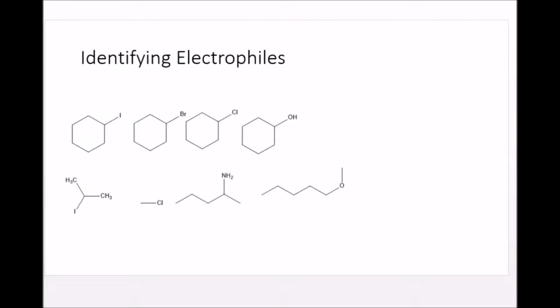Alright, now we're identifying electrophiles. But hold on. Looks like I just copy and pasted the same molecules. What's that about? Well, I put a lot of work into these and I didn't want it to go to waste, so I might as well use the same pictures.